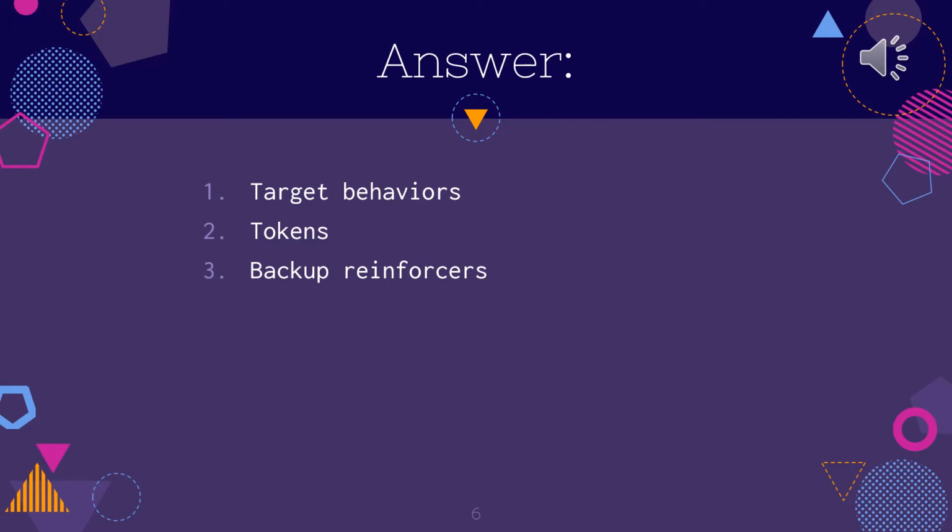The answer to the previous question, what are the three major components to a token economy, are 1. The target behaviors, 2. The tokens that will be used, and 3. Backup reinforcers. On your homework sheet, get this answer filled in. I'll now give you some time to do that.